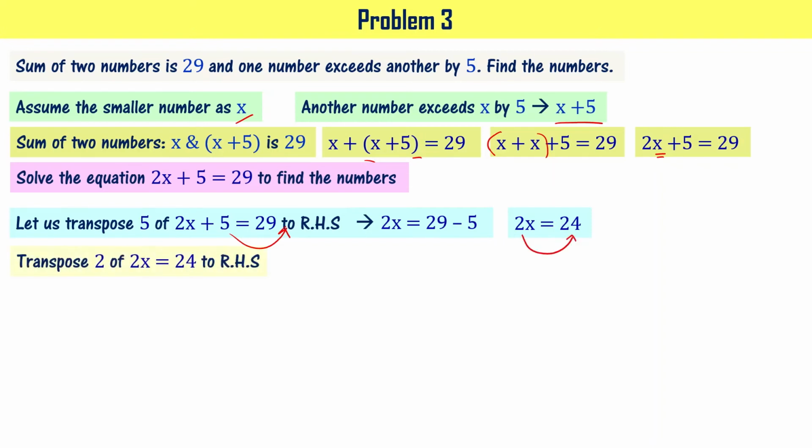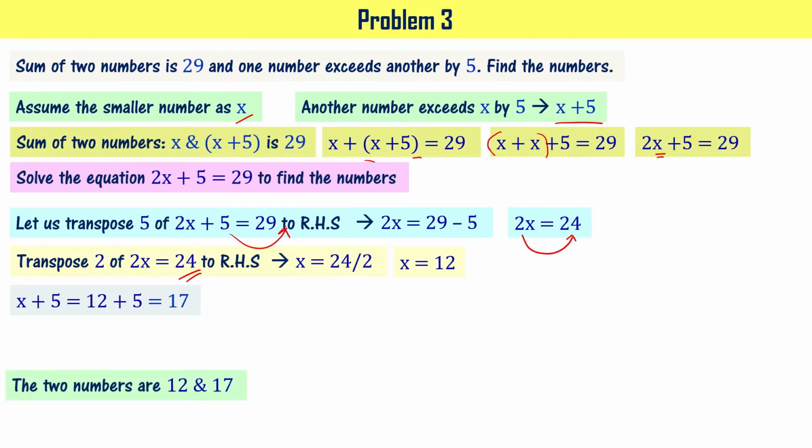When you transpose 2, which is multiplying x, onto the RHS, it is going to divide the term on RHS, right? The term on RHS is 24. It means the 2 is going to divide 24. So I can write it as x equal to 24 by 2, right? It means x equal to 12. We know the first number is 12. The second number is x plus 5, that is 12 plus 5 equal to 17, right? The two numbers which we need to find are x equal to 12 and x plus 5 equal to 17.